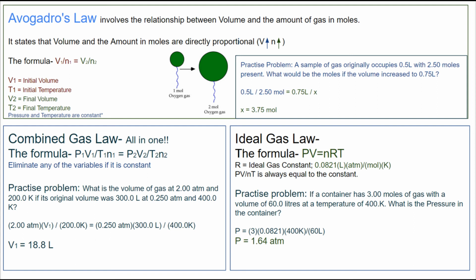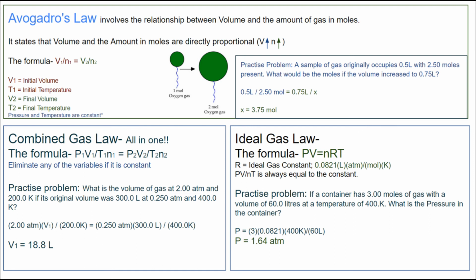Then finally we have the ideal gas law with the formula of PV equals nRT, and R is the ideal gas constant of 0.0821 liters atm divided by mole Kelvin. And so basically, if we isolate R, we can get PV over NT. So PV over NT is always equal to this constant.